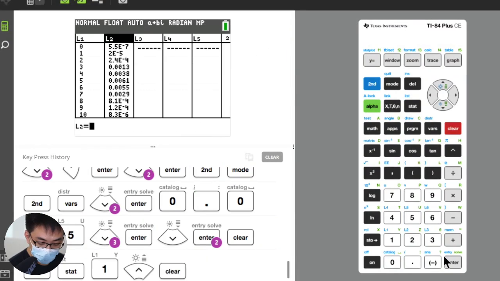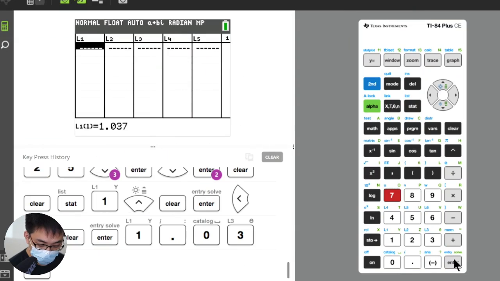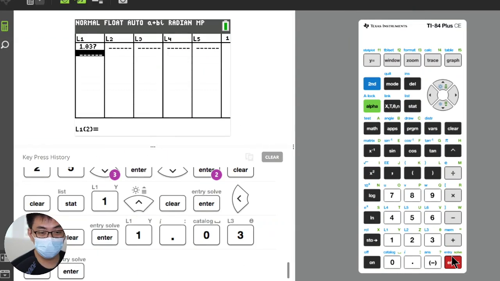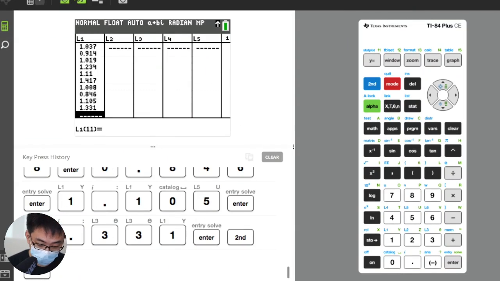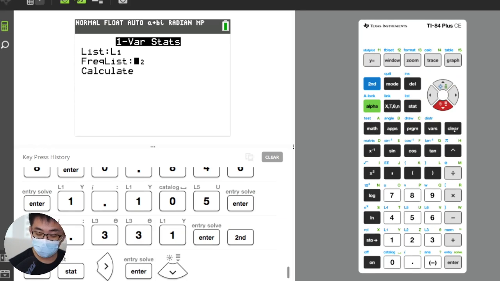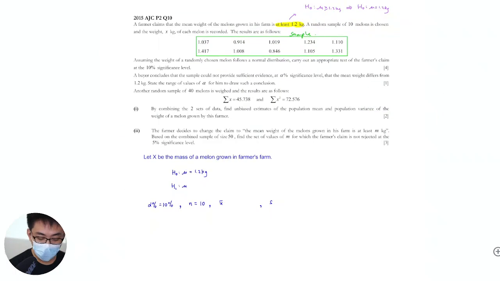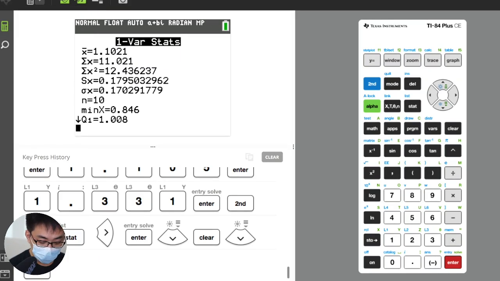Key in the data, go to the header row, clear everything. Just key in 1.037, and all the rest of this in. Once this is done, go to stats, calculate one variable stats, and then clear the frequency list, please. There's no frequency list. You only have each data point, 10 data points here. So just calculate. Sometimes the question will give you a frequency list, so you just key it into the calculator. It's the same thing. So this is what you get.